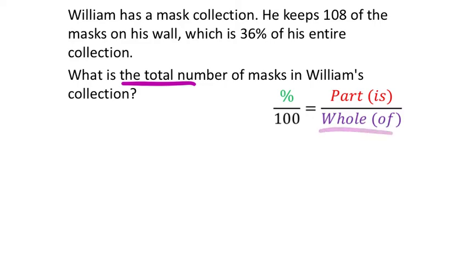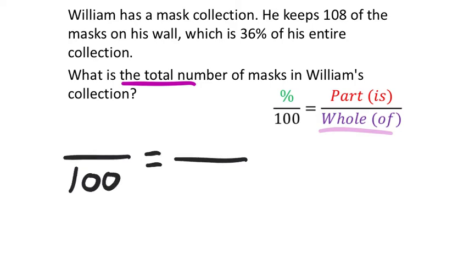So let's go ahead and start our proportion round. We got two fraction lines that are equal like this. And remember, it's always going to be out of 100 with the percentage always over 100, which was given to us as 36. Now again, since we're using the percent proportion, there's no need right now to change that into a decimal, which could be important later, but for now we're good. So the whole value, right? All the masks that William owns, we don't know how much that is. That's the whole collection. But what we do know is that the part of the collection that's on the wall is 108 right there.